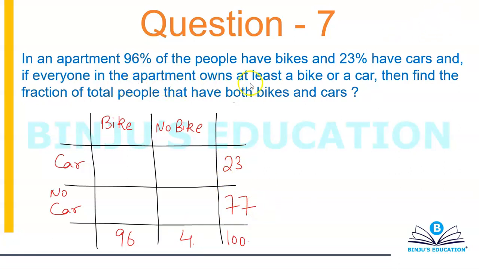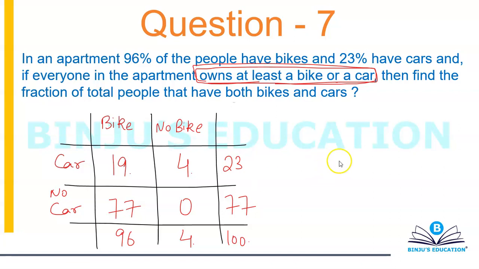Now, if everyone in the apartment owns at least a bike or a car, that means people owning no bike and no car would be 0. This is 0, then the one to the left of it will become 77. The one to the top of 0 will become 4. The one to the left of 4 will become 19. Then find the fraction of total people that have both bikes and cars. So the fraction is simply 19 by 100.